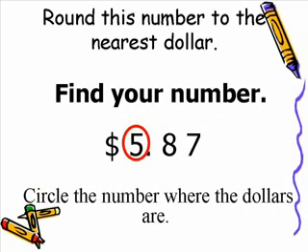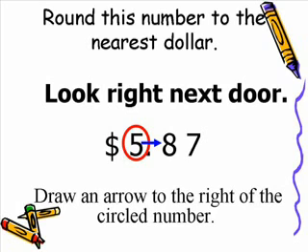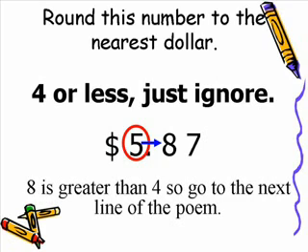This poem can also be used for estimating with money, or rounding with money rather. Let's say we want to round a number to the nearest dollar. Again, remember the point, find your number. In this case, the 5 is in the dollar spot, so we circle the number where the dollars are. The next line of the poem says look right next door. Again, draw an arrow from the number you want to round to the number to the right, as you see in this picture. The next line of the poem says 4 or less, just ignore.